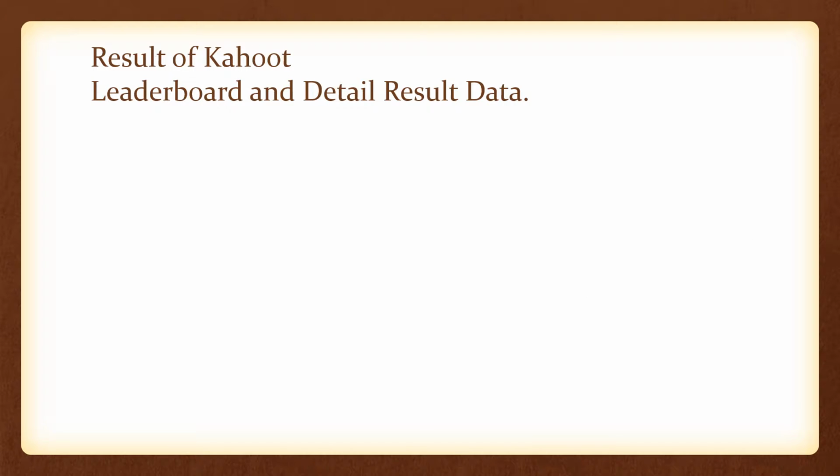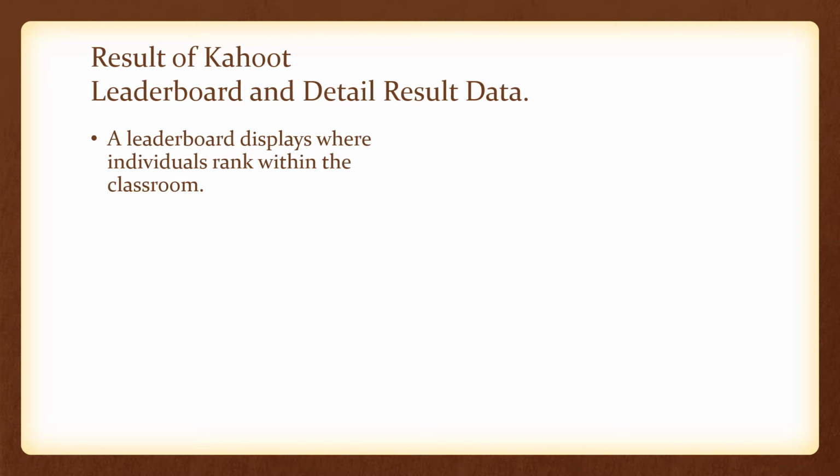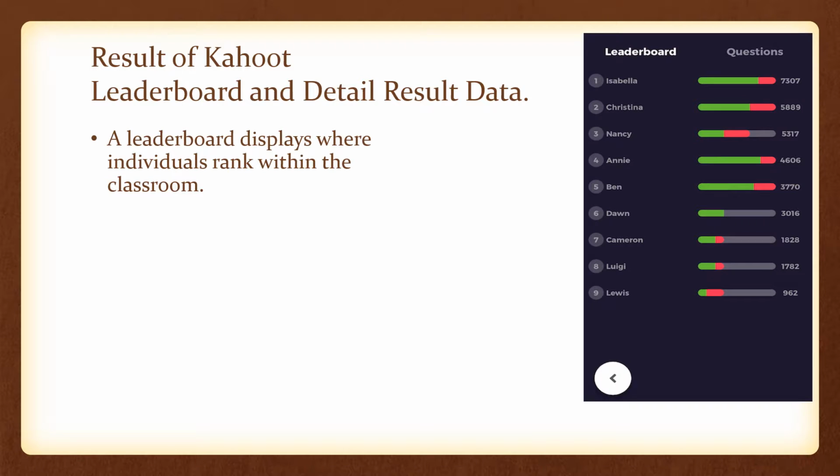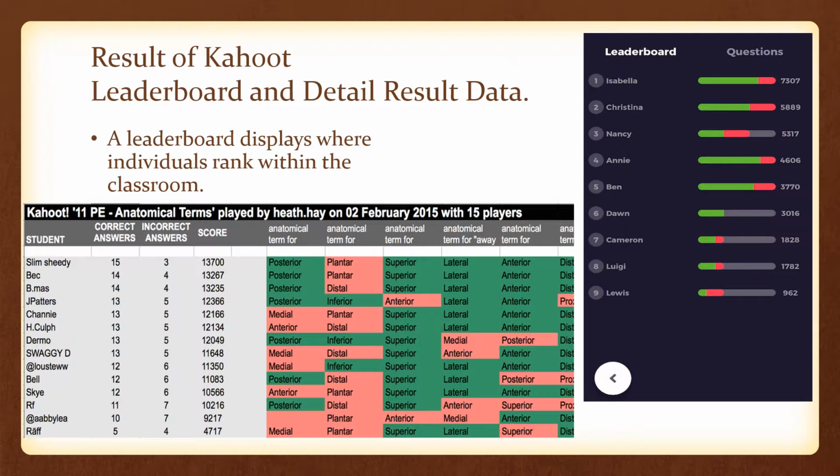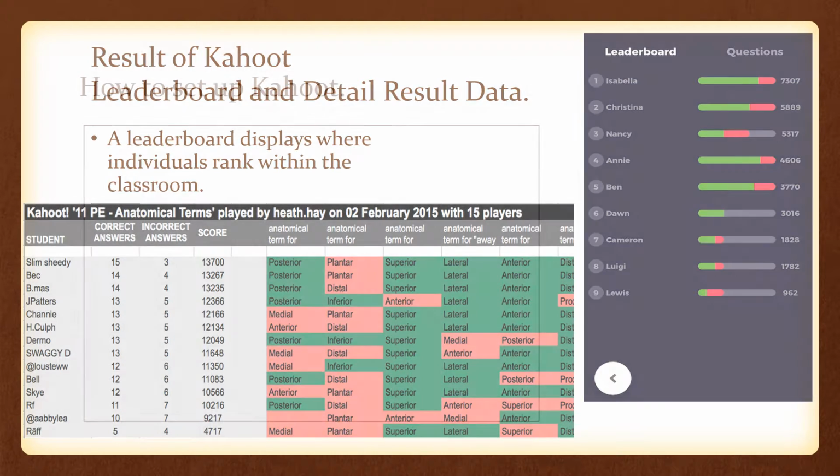Leaderboard and a detailed result. A leaderboard displays where individuals rank within a classroom. The detailed result shows individual answers, numbers of right and wrong answers, and which answers they chose. And this data is very useful for teachers for assessment and evaluation.